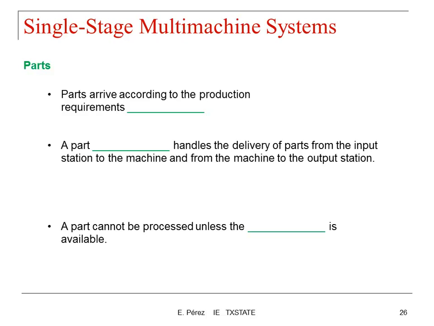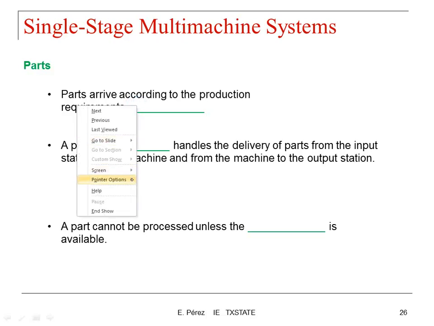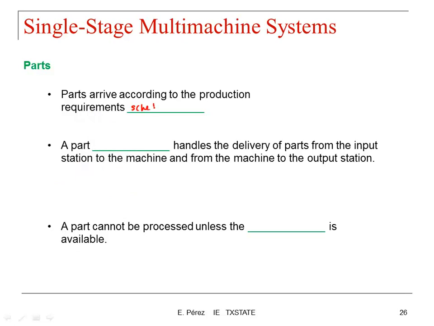Okay, so the parts arrive according to the production requirement schedule. So you're gonna know when to start producing this type of part in this particular machine. That's gonna be based on your schedule. And a part transporter system handles the delivery of these parts, as we saw in those pictures, from the input station to the machine and from the machine to the output station. So we perform the operations, and then we put it back into the storage.